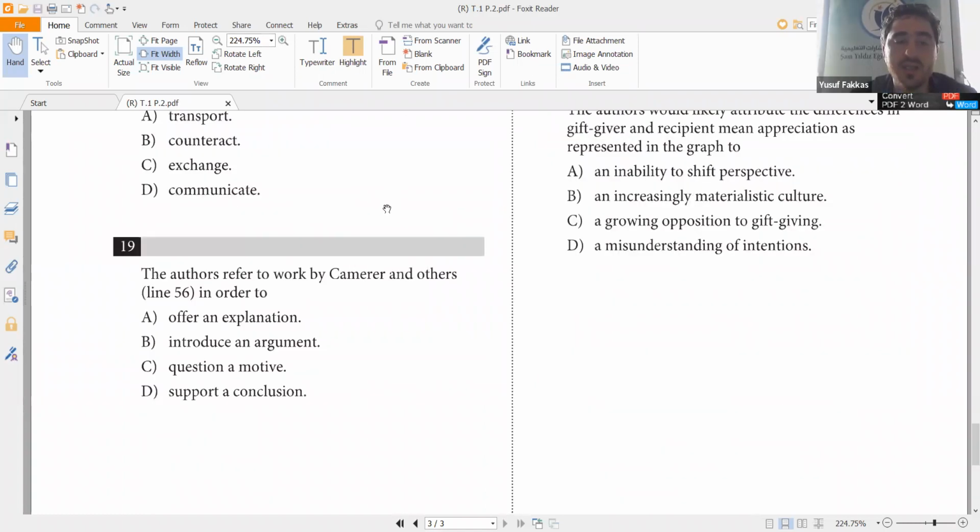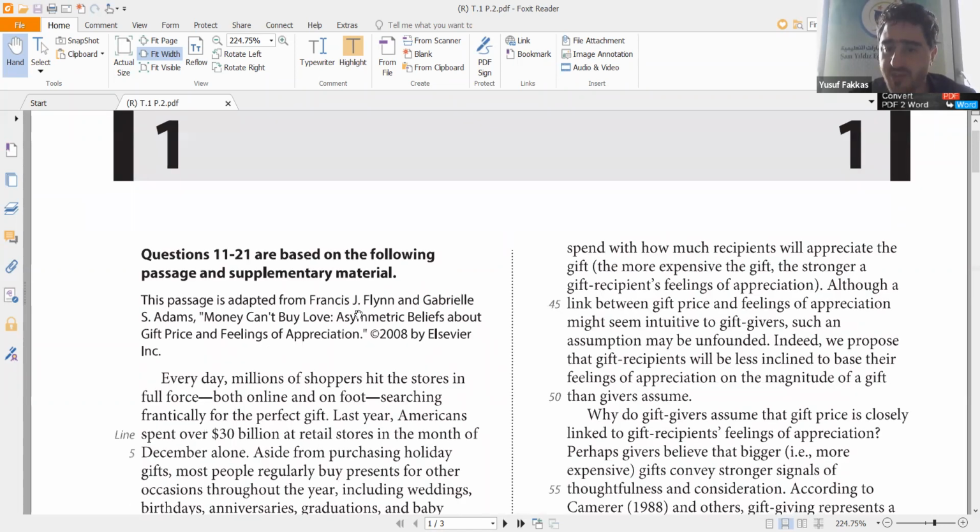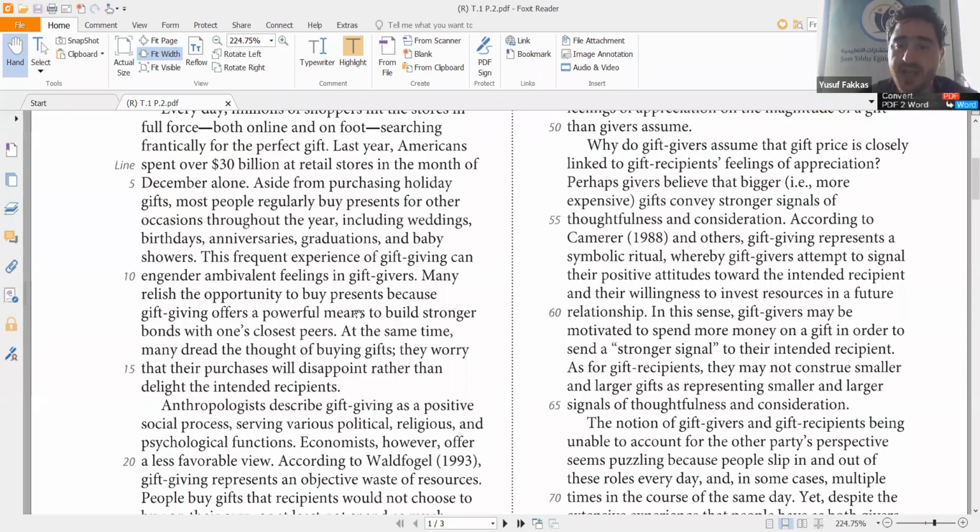Okay, here is the thing. When they included the information that's quoted from Camerer and others, what was the function? Remember, it's a function question, and they give us a specific line. We need to go back and read more. So this is Camerer, and it's very close to the beginning of the paragraph. So I start from the beginning. What did we start the paragraph with? With the question, right? So why do gift givers assume that gift price is closely linked to gift recipients' feelings of appreciation?